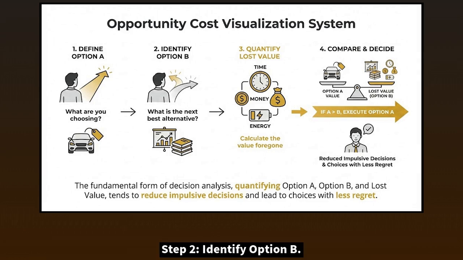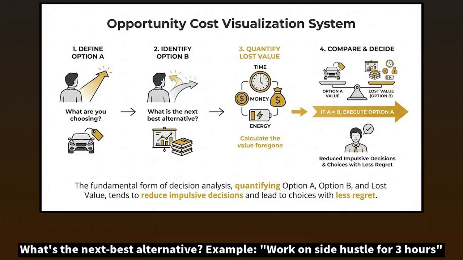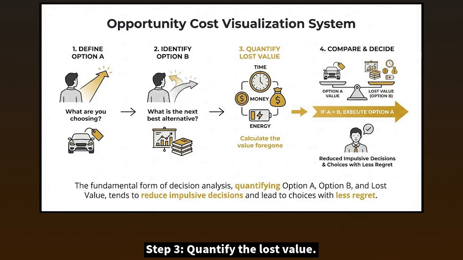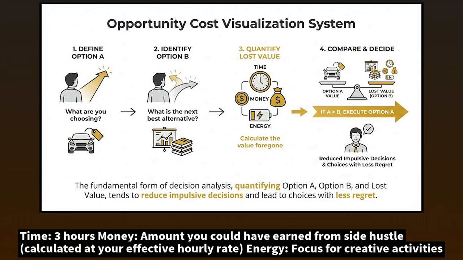Step 2. Identify option B. What's the next best alternative? Example, work on side hustle for 3 hours. Step 3. Quantify the lost value. Time, 3 hours. Money, amount you could have earned from side hustle, calculated at your effective hourly rate. Energy, focus for creative activities.